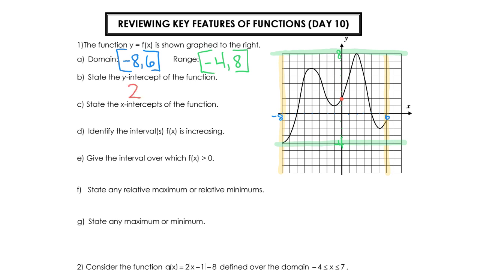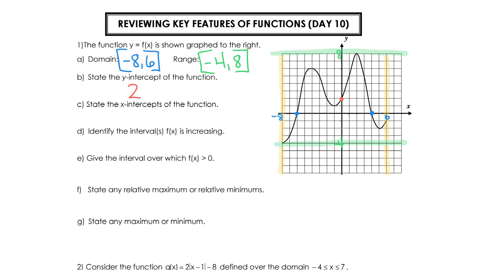Part C says state the x-intercepts of the function. And the x-intercepts are going to be one right here on the x-axis, and there's another one right here on the x-axis. Functions are only allowed to have one y-intercept, but functions can have multiple x-intercepts and still pass the vertical line test.